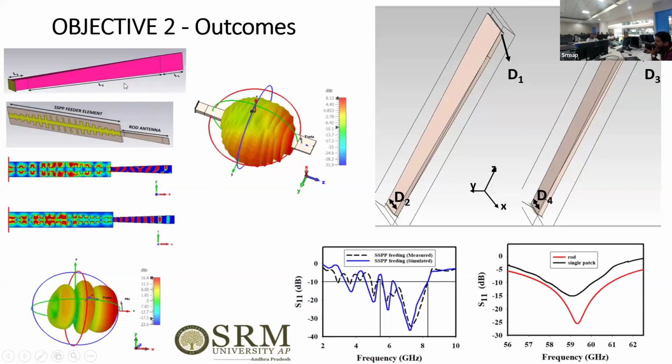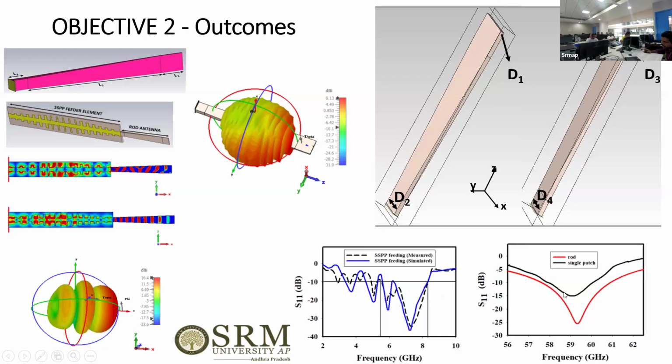So here, this is the patch fed dielectric rod antenna, which is excited with a microstrip patch. Now I have removed this patch, and I have introduced this SSPP feeder element to this dielectric rod antenna. Before, with patch feeding, it exhibited a gain of 8.13 dBi, and after removing this patch and introducing this SSPP feeder element, it obtains a gain of 16.4 dBi. The gain is improved enormously. So this is my achievement.